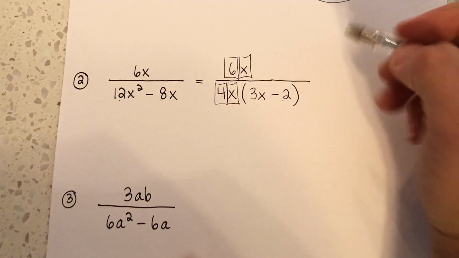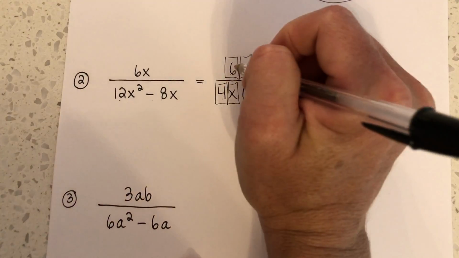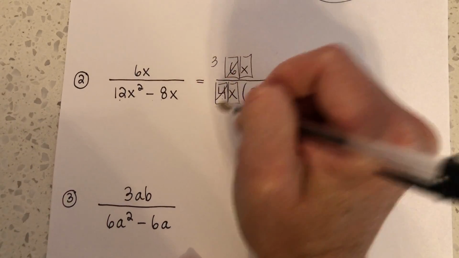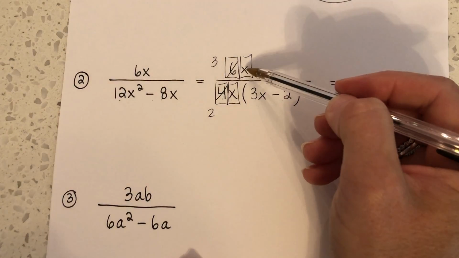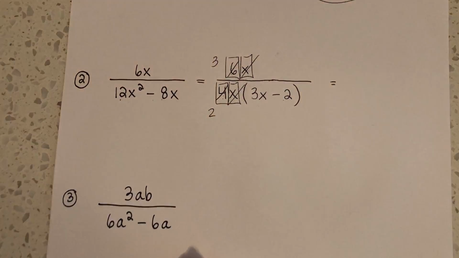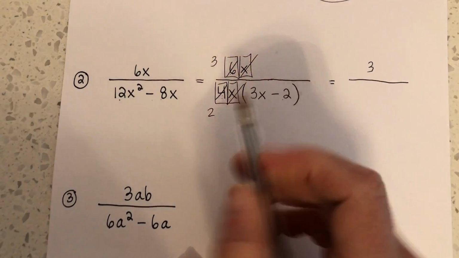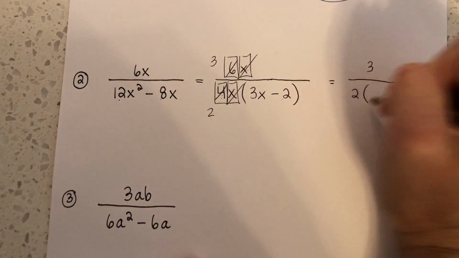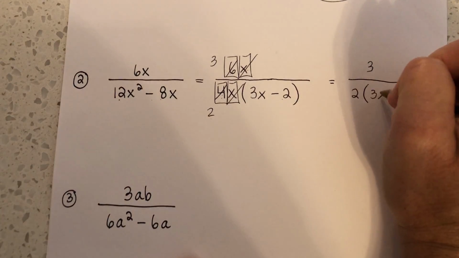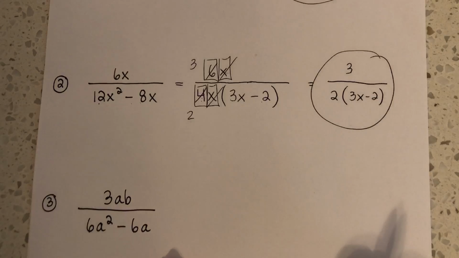All right, let's do our numbers first. What does 6 over 4 reduce to? Well, 2 goes into both, right? So he goes to a 3 and he goes to a 2. All right, what happens to an x on top and an x on bottom? They cancel completely. So now you're just left with a 3 on top over a 2 times the 3x minus 2 that is still left, and that's your reduced answer, okay?